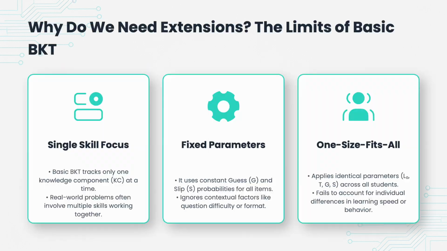Let's get started. Before we jump into the solutions, let's quickly recap why we need them. The original BKT model is a fantastic starting point, but it has three main limitations. First, it's designed to track only one skill at a time. But think about it. Solving a complex math problem usually requires multiple skills, right? Second, it assumes a student's chance to guess correctly or slip up is the same for every question, which isn't true. And finally, it treats every student the same, ignoring the fact that some students are more prone to carelessness than others. These are the problems our three extensions aim to solve.